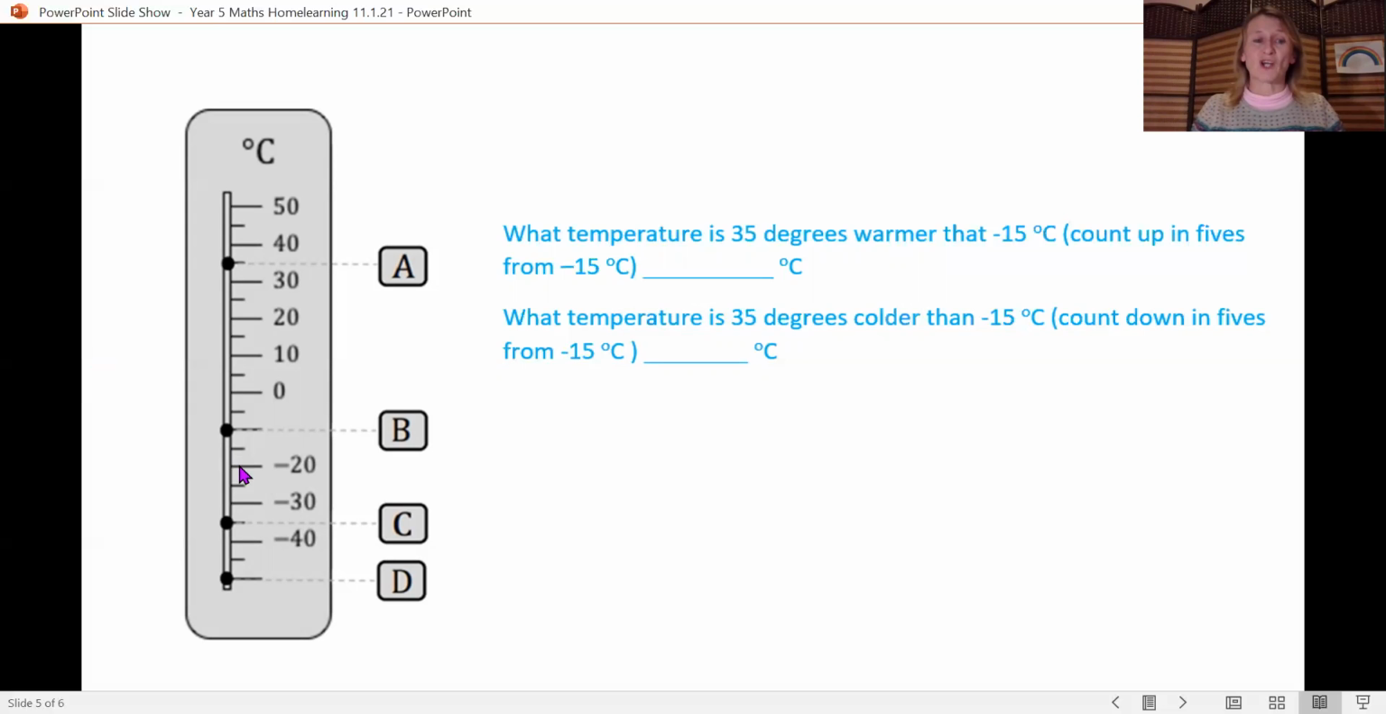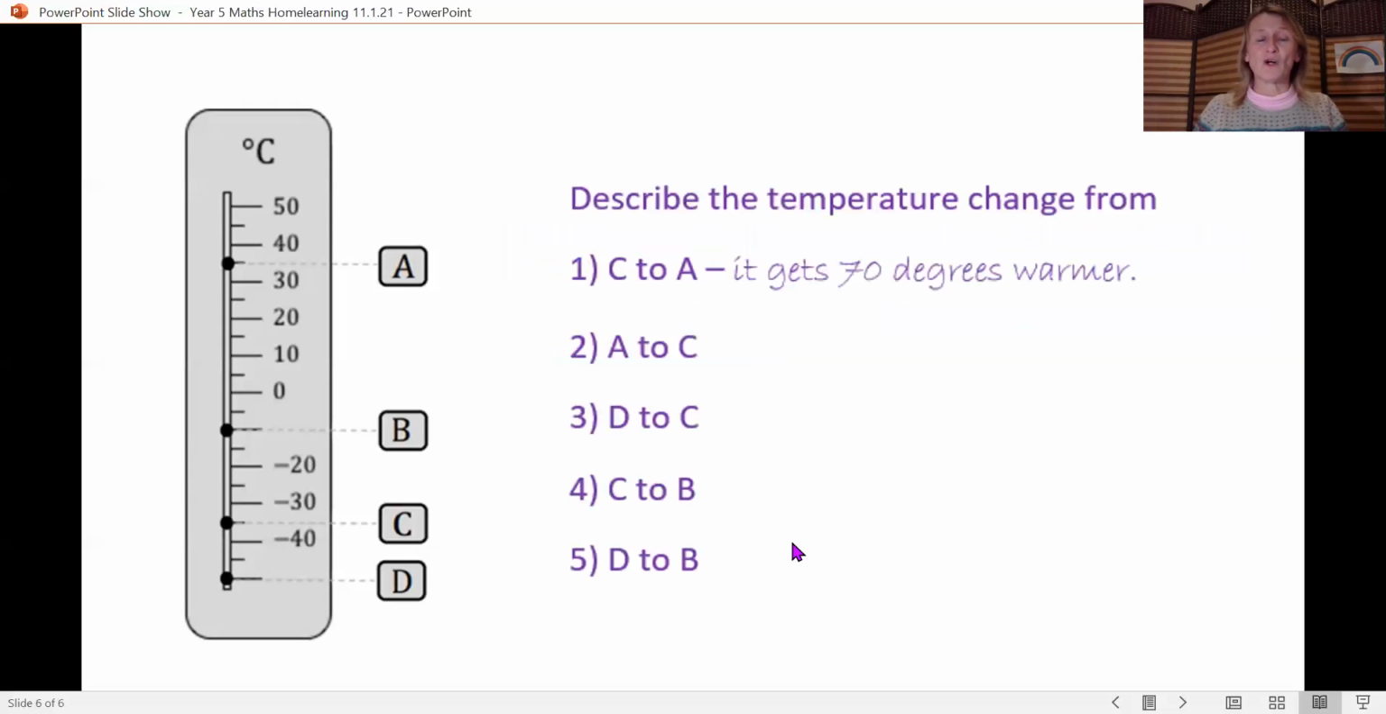So this time, if it's colder, it's going down. The thermometer is going down. Okay, and then last of all, I've got a section for people who want to really challenge themselves. I want you to describe the temperature change. So first of all, from C, which is there, to A. I want to know whether it gets warmer or whether it gets colder. And I want to know how many degrees warmer or colder.